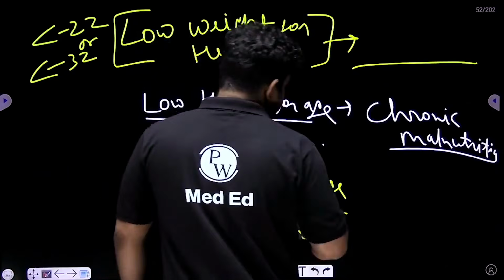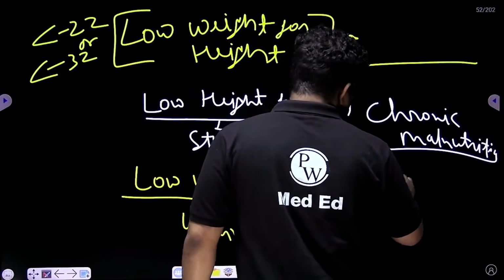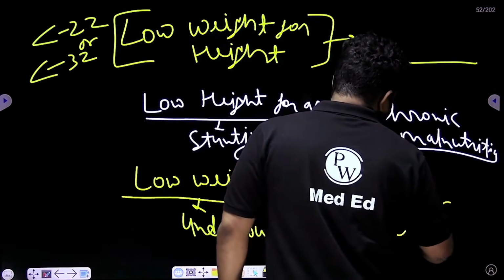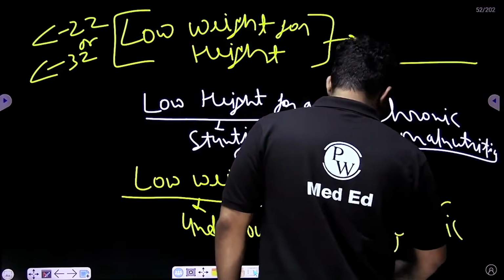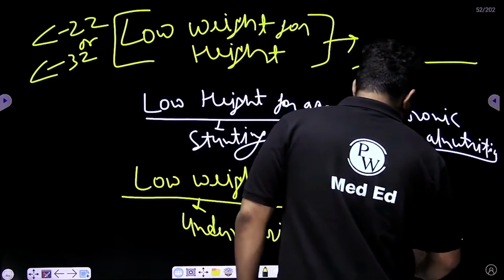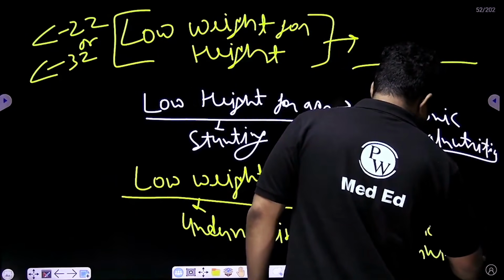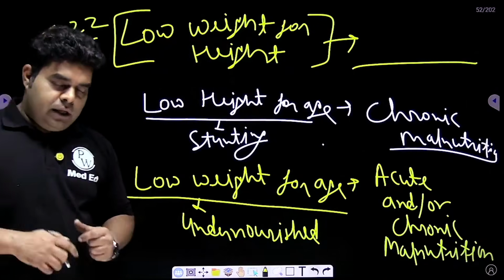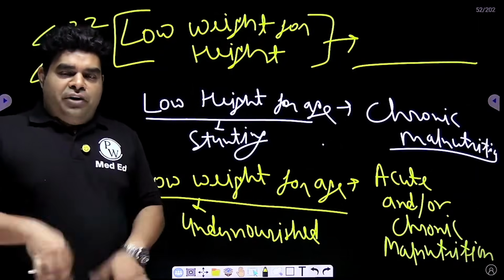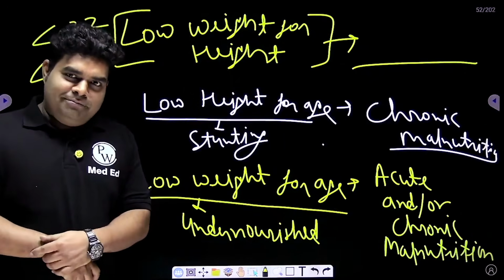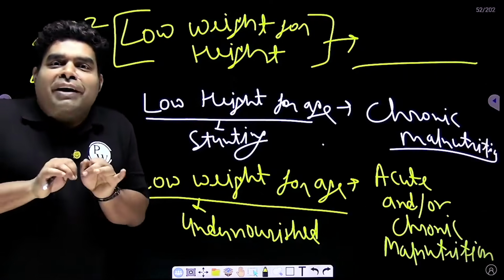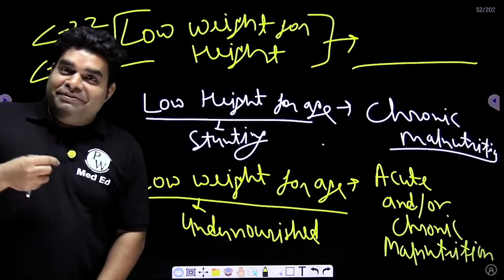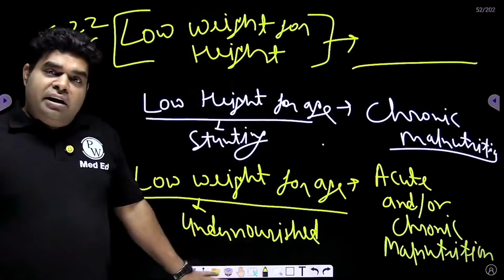And this low weight for age indicates acute and or chronic malnutrition. So my dear friend, let me explain this part to you, the last, low weight for age. Imagine me as a malnourished child. Okay, can you imagine it? I'm very thin, very malnourished. Imagine. Because when I say pregnant, you imagine very quick. Now imagine I'm a malnourished child, an undernourished child.